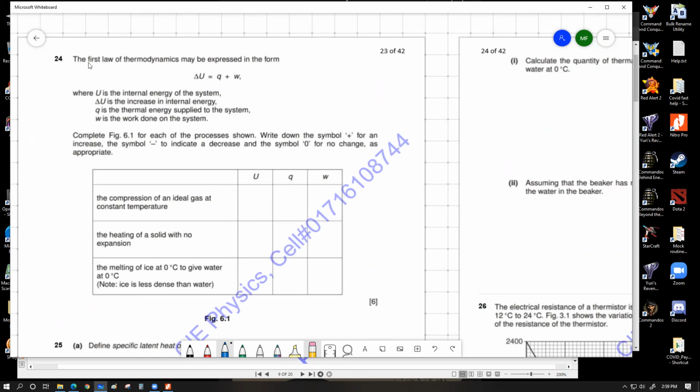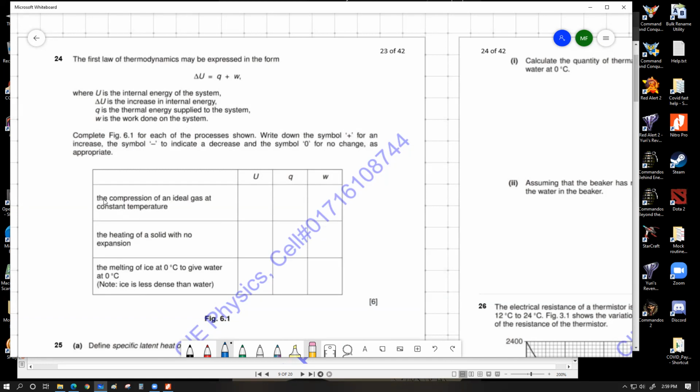Have a look. The first law of thermodynamics may be expressed in the form delta U equals Q plus W. U is the internal energy of the system, delta U is the increase in internal energy, Q is the thermal energy supplied to the system, W is the work done on the system. Pretty good. Complete figure 6.1 for both of the processes shown. Write down the symbol plus for an increase, the symbol minus to indicate a decrease, and the symbol 0 for no change as appropriate.